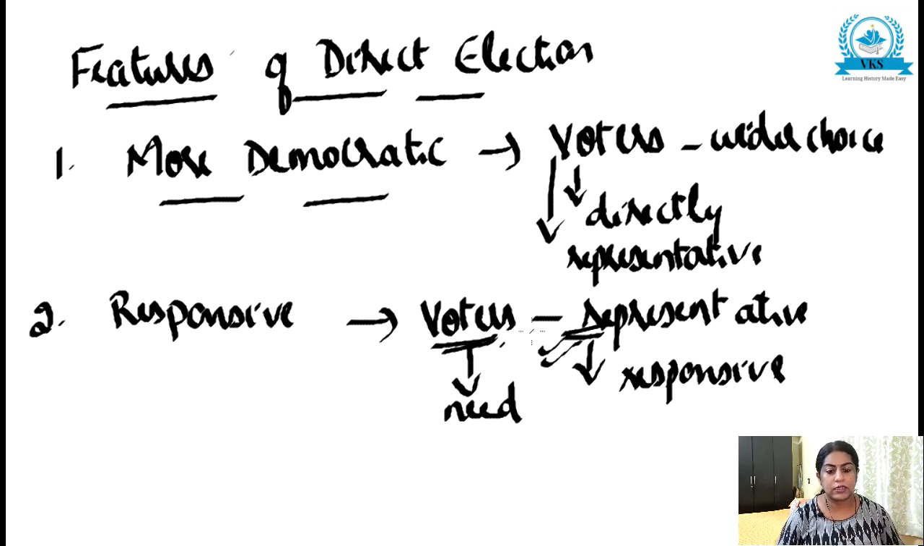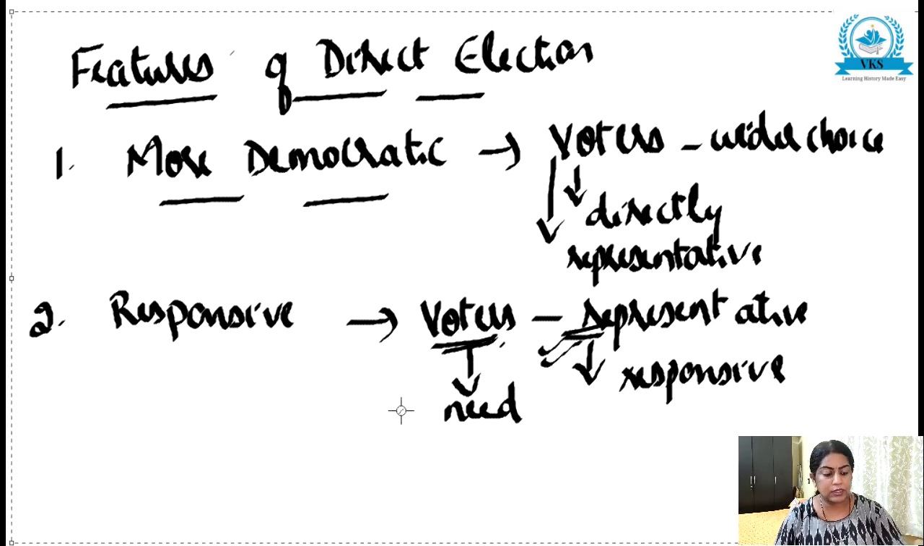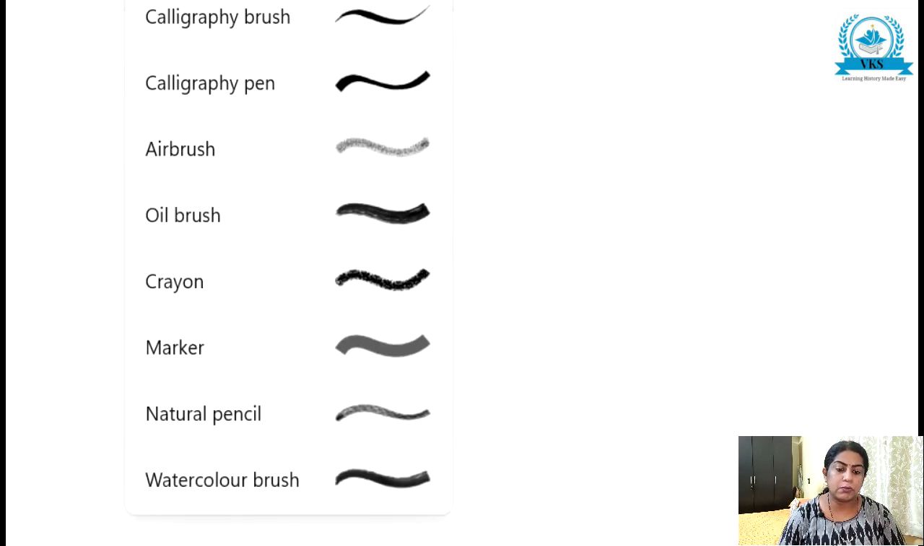So direct elections are more democratic, and second, because there is a relationship between voter and representative, it is a more responsive relationship. That is the second feature.